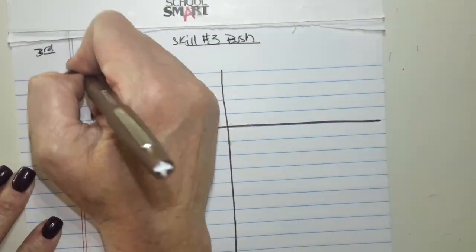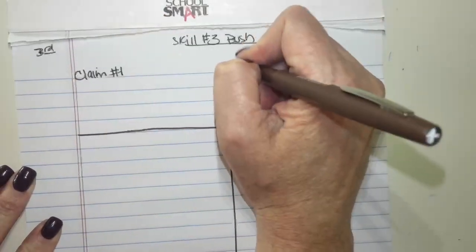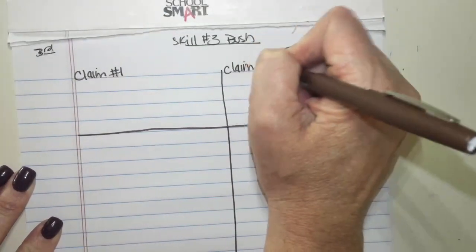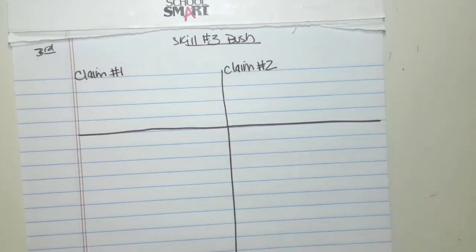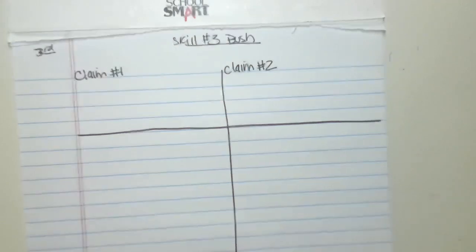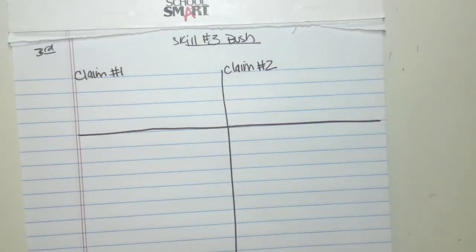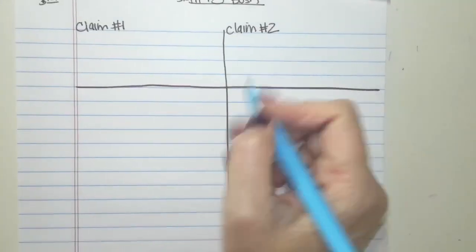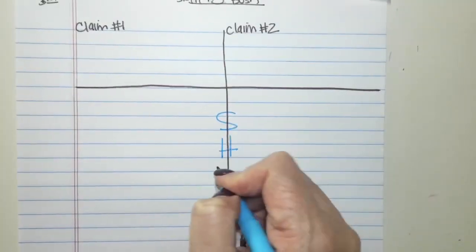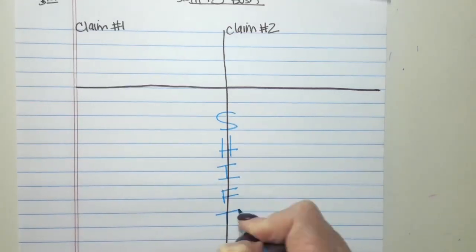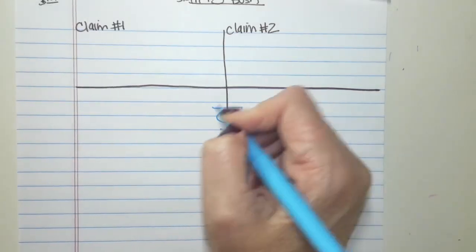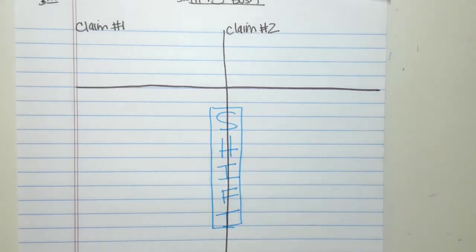So this top box is going to be our claim. This is going to be claim number 1. This is going to be claim number 2. This line down the middle represents our shift. That's our main shift.